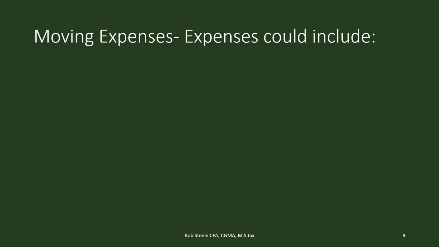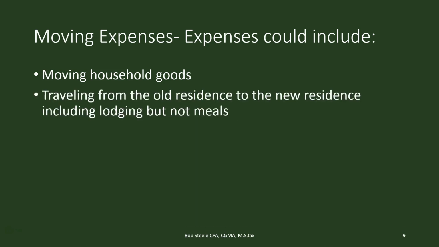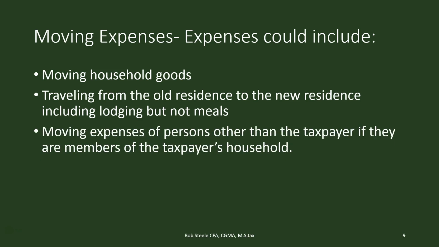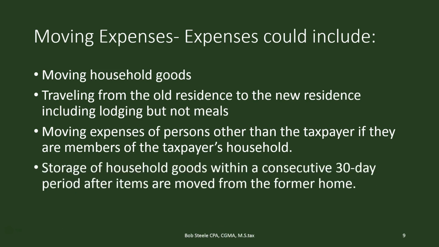Those expenses that could be included include moving household goods. Obviously the moving of furniture and whatnot would clearly be part of the move. Traveling from old residence to new residence, including lodging but not meals. So if we took the road trip to travel, then that would be deductible. Remember, the meals generally are not, because it's thought that we would have to eat meals anyways. And moving expenses of persons other than the taxpayer if they are members of the taxpayer's household. So if there are other members, basically dependents of the household, moving along with us, their travel expenses as well could be deductible.